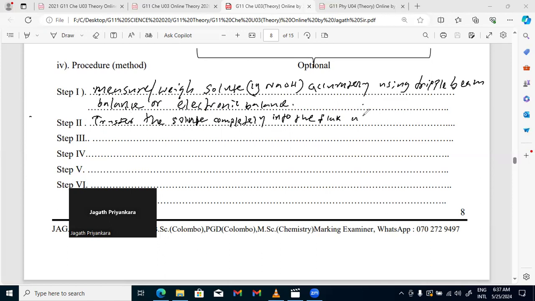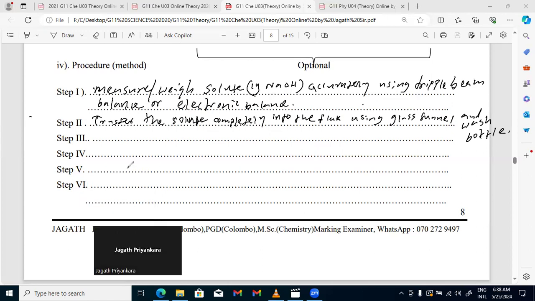Using what? What else do you need to do this? You can't transfer directly from the watch glass to the narrow neck. You need the glass funnel. Using glass funnel and wash bottle. That's why there was a diagram in front of the calculation, where you saw the glass funnel and wash bottle. It's not necessary to mention those two, but it's better.